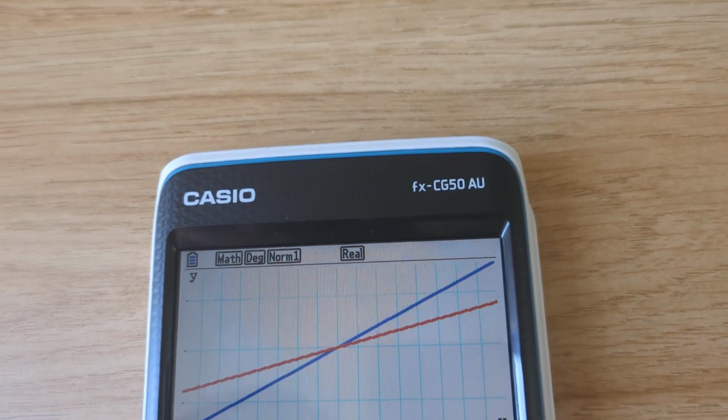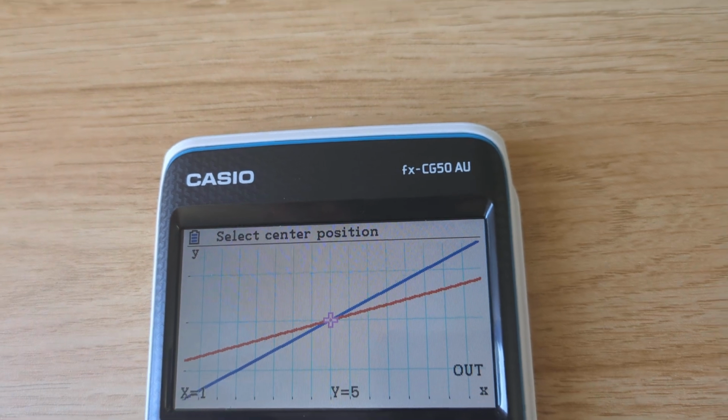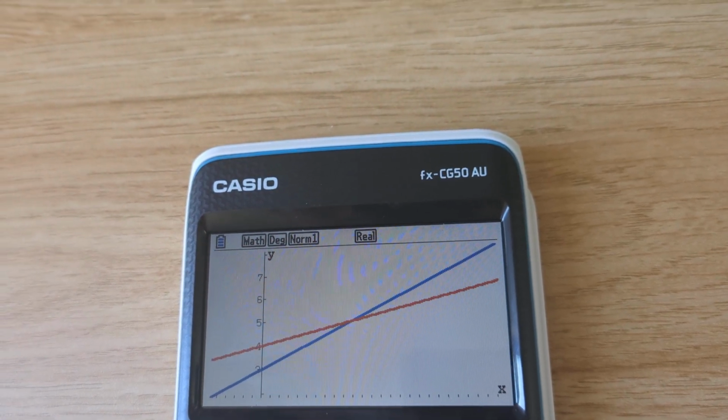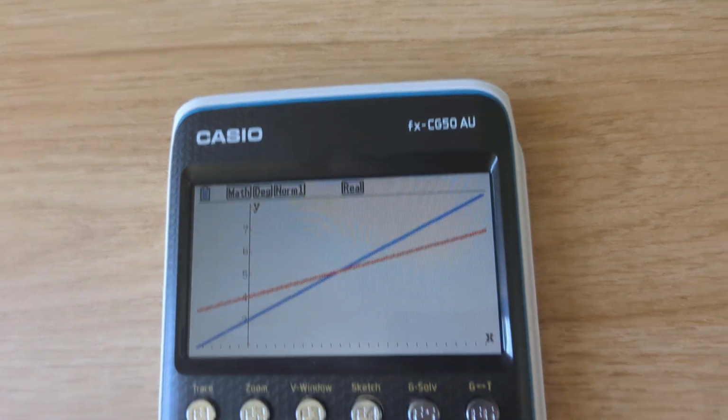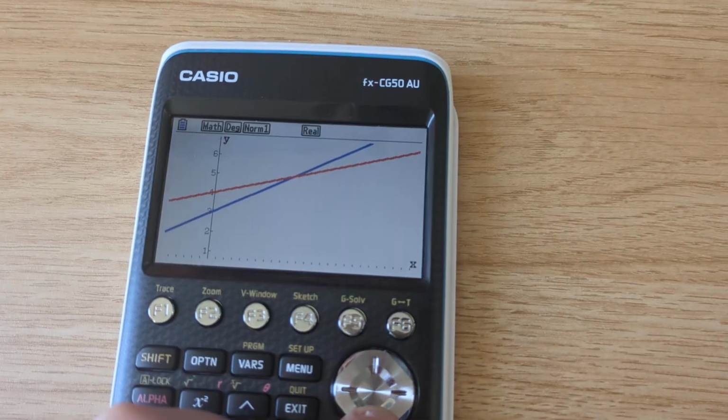But there's no numbers on our axes. What can we do? Well, let's zoom out. And then what you can do, you can just use your D-pad and you can go up and down.